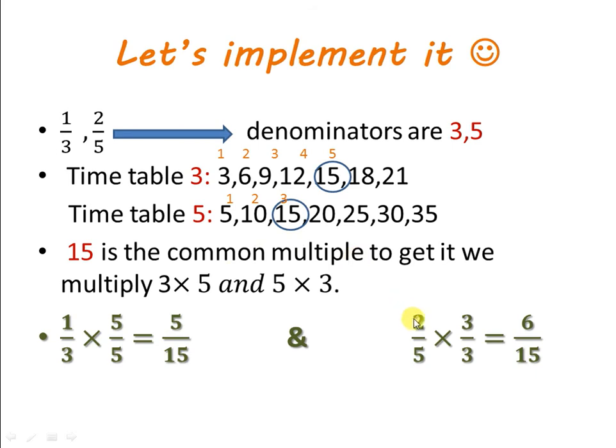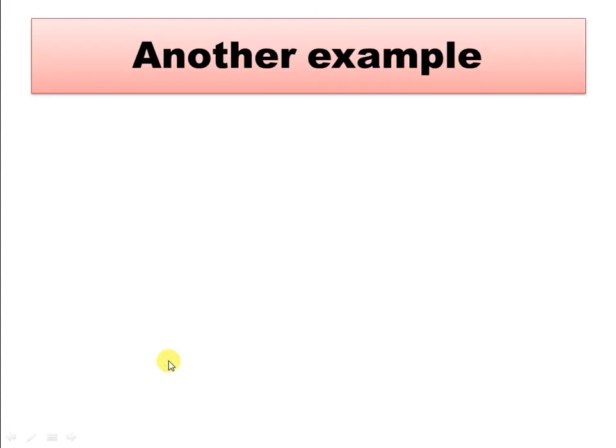Let's go to another number. I should multiply 5 by 3 to give me 15. And the 3 should be multiplied up and down. So let's multiply the numerators. 2 times 3 is equal to 6, and 5 times 3 is equal to 15. Now we have two shapes of the fraction that have the same denominator, 15 and 15, and that's the common denominator.